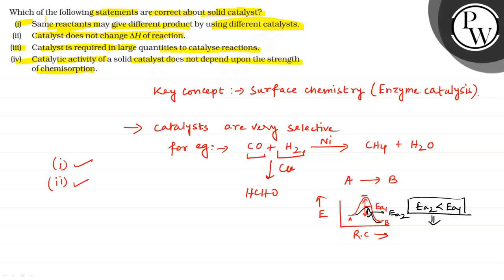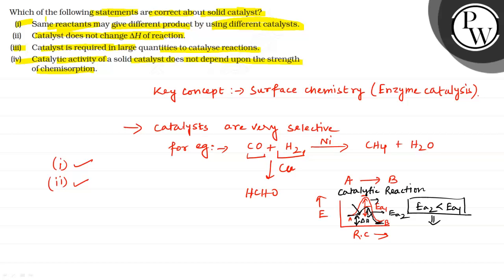Catalysts mainly increase the rate of the reaction. So by using catalyst, this is the catalytic reaction, and the red curve is the normal reaction. Catalyst does not change the enthalpy of the reaction. Enthalpy of the reaction comes from the energy difference between A and product B. The energy difference between these two states is the change in enthalpy, delta H. So this value does not change. So catalyst does not change the delta H of the reaction.